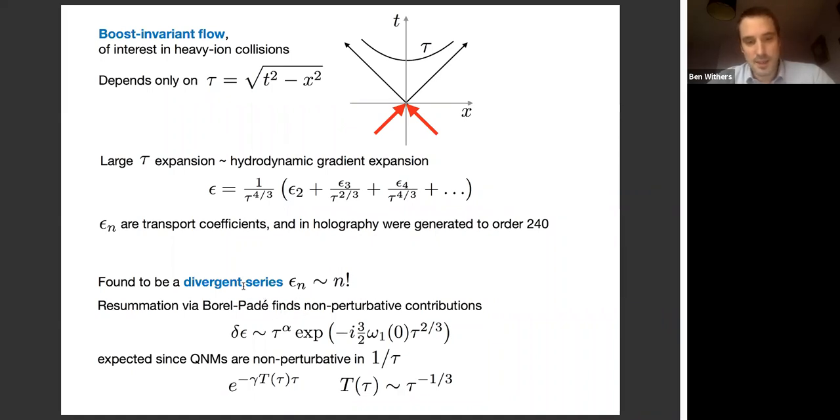By doing this technique, you can find branch cuts in the Borel plane, which correspond to new contributions when you invert the Borel transformation. One of the contributions that they found was that a correction to the energy density goes like e to the minus tau to the 2/3. Now, this was a perturbative series in 1 over tau to the 2/3, so e to the minus tau to the 2/3 is actually a non-perturbative contribution, which explains why you would not see it by doing a perturbative expansion here.